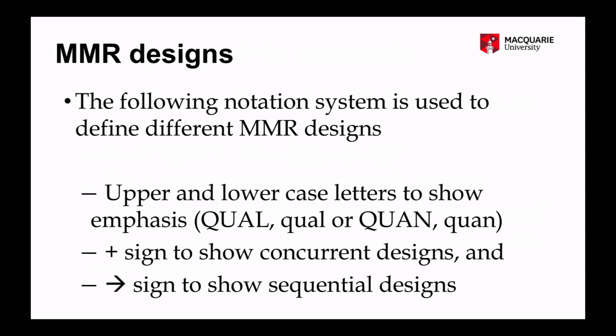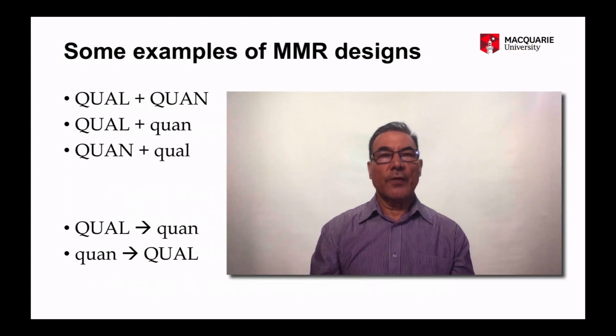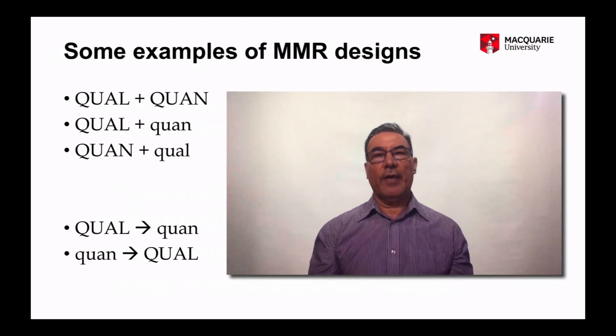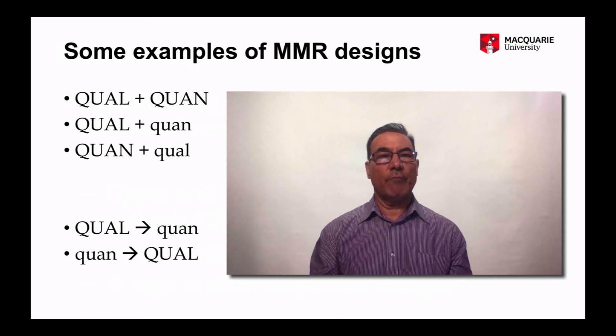Also, plus sign is used to show concurrent designs, meaning that both quantitative and qualitative data are collected at the same time, whereas arrow sign is used to show sequential designs, meaning completing one strand and then building up the other strand on the results of the previous one in a sequential way. So these are some examples of MMR designs that you can see.